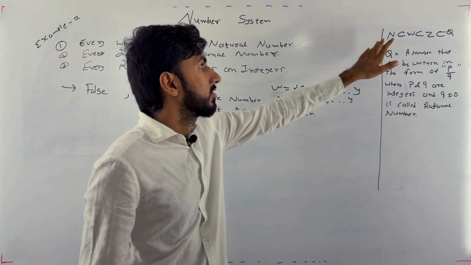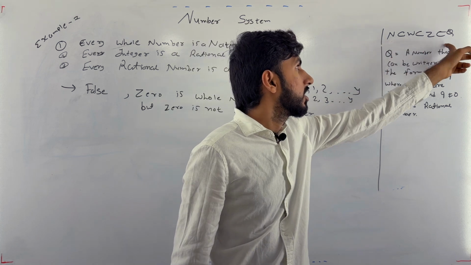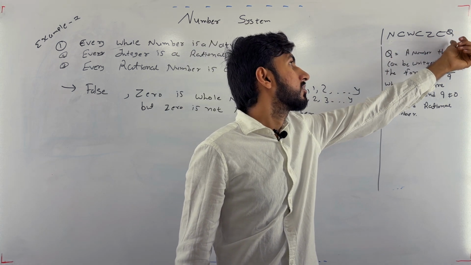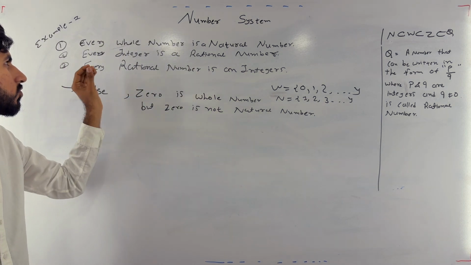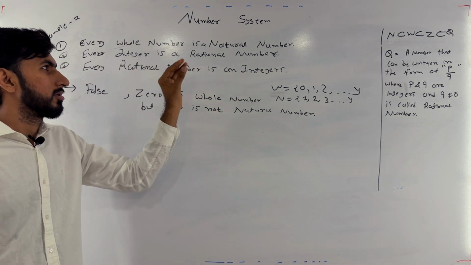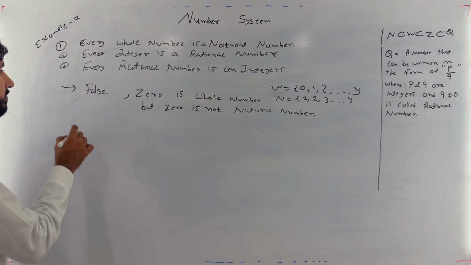You just have to remember this line. If the question is asked in this direction, then it will be true. If the question is asked in the reverse direction, then it will be false. But you also have to see the language of the question, right?